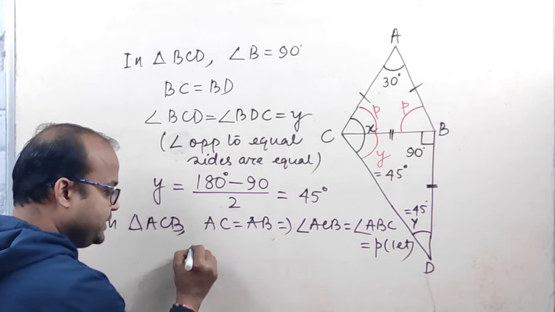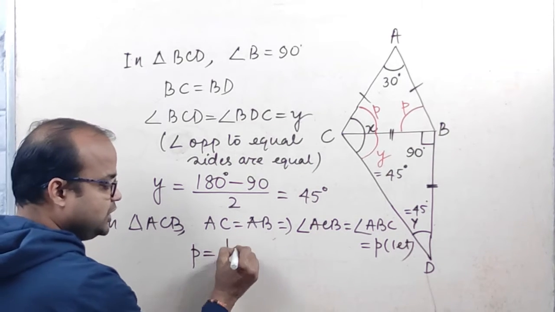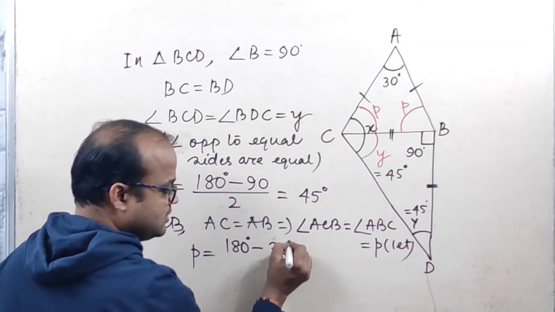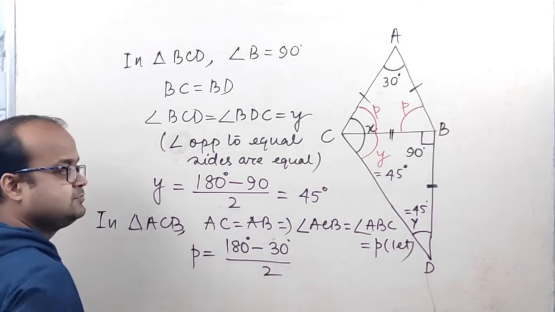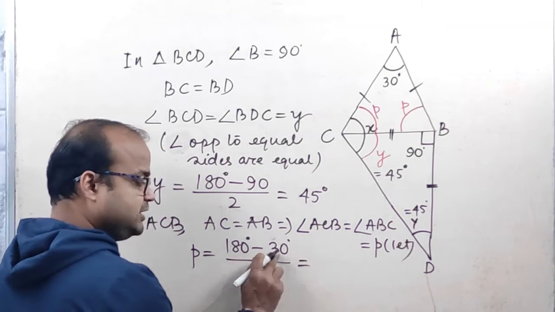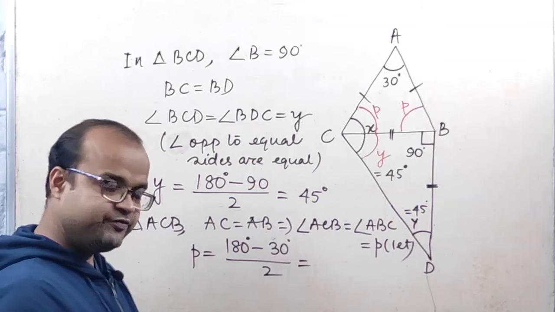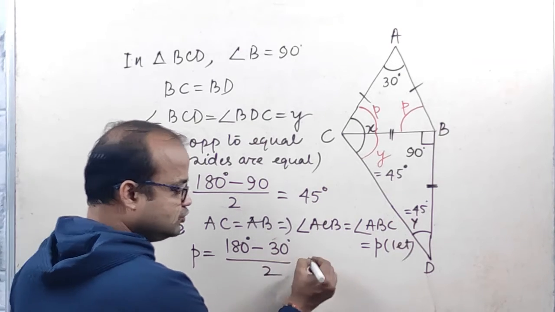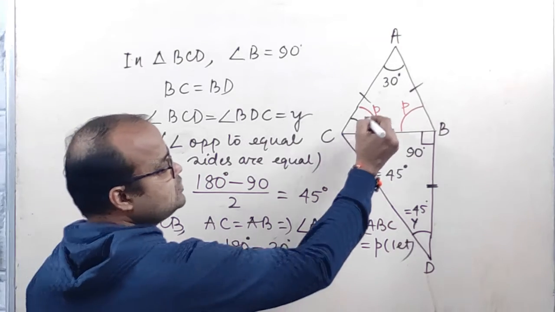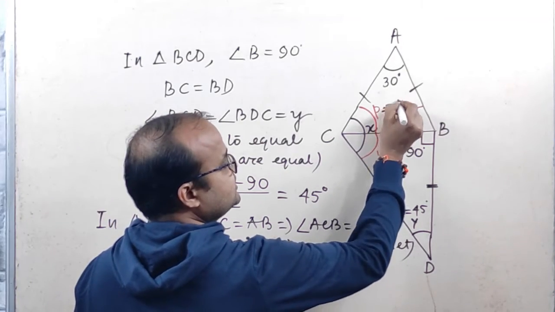So the value of P equals (180 degrees minus 30 degrees) divided by 2. You can directly find the value of P. 180 minus 30 equals 150. 150 by 2 equals 75 degrees. So P equals 75 degrees.